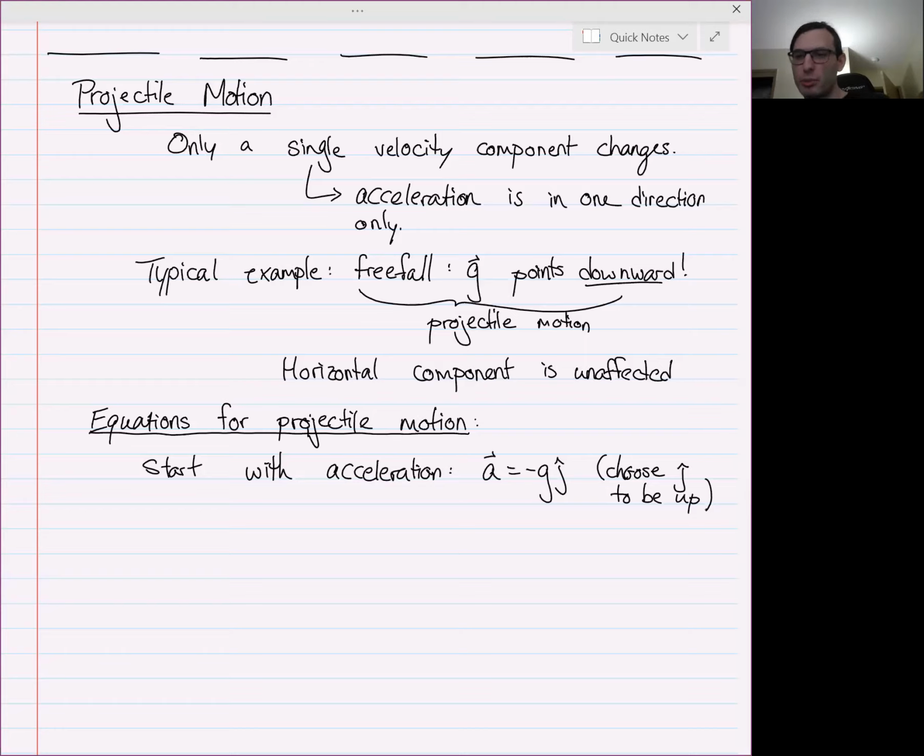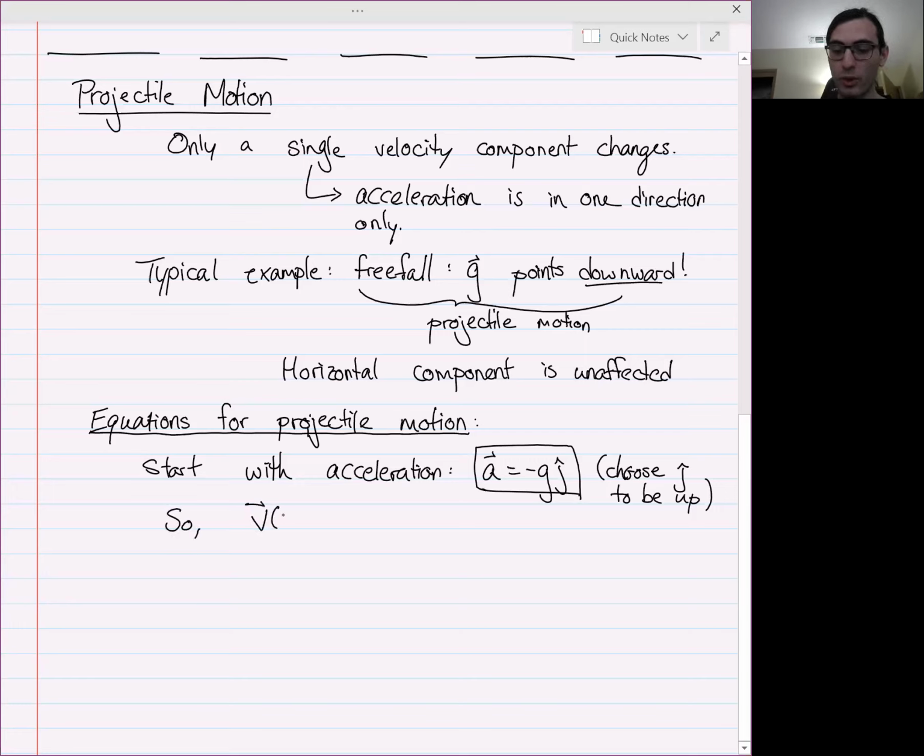The point is just pick some label for the up direction, and then the acceleration vector should have magnitude g in the opposite direction, because it points downwards with magnitude g. So this is our acceleration vector. It's constant, importantly. It doesn't change with time.